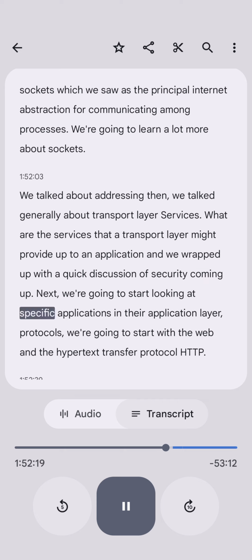Coming up next, we're going to start looking at specific applications and their application layer protocols. We're going to start with the web and the hypertext transfer protocol, HTTP.